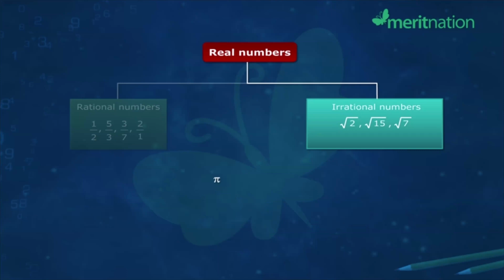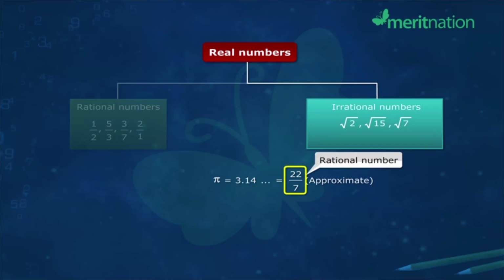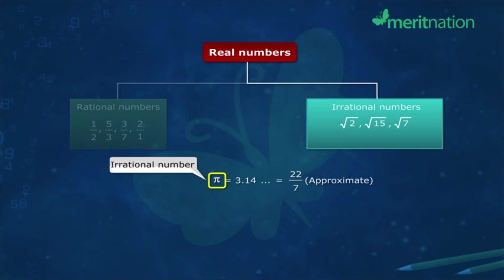Pi, which has a value of 3.14 and so on, is an irrational number. And don't forget, 22 by 7 is only an approximate value of pi. So when you look at 22 by 7, you get a feeling it's a rational number. But this is only an approximate value. Pi is actually an irrational number.